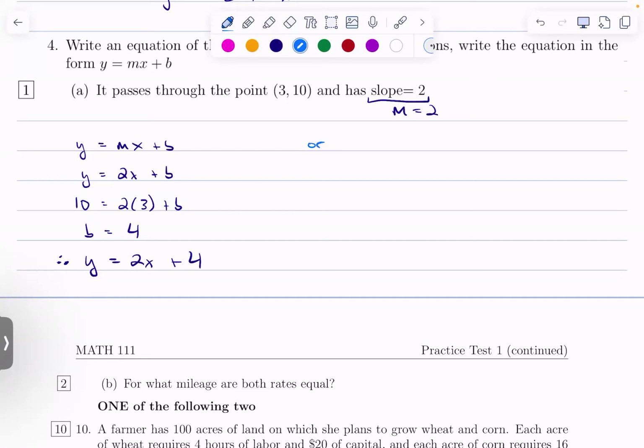Or you could use the point-slope formula. I can't remember if I said I would give it to you.